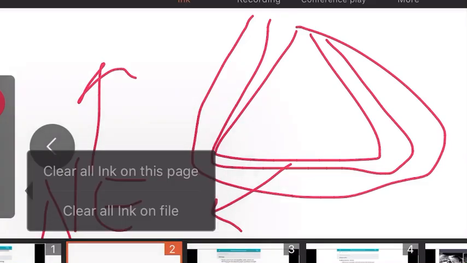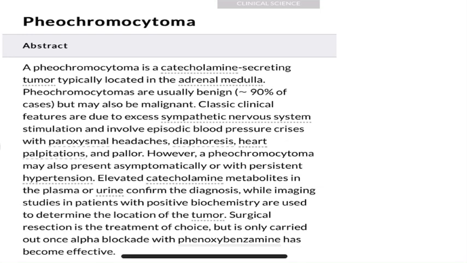Now let's go back to the description. A pheochromocytoma is a catecholamine secreting tumor typically located in the adrenal medulla. Pheochromocytomas are usually benign in 90% of cases. It is a benign tumor, but it is very dangerous, because it constricts your vessels and gives you episodic blood pressure. So whether it is benign or malignant, we don't focus on that, and we mostly do the other procedure. Let's check it out.